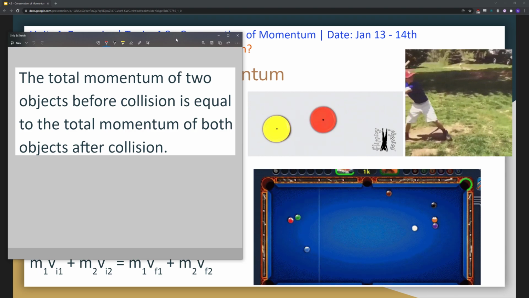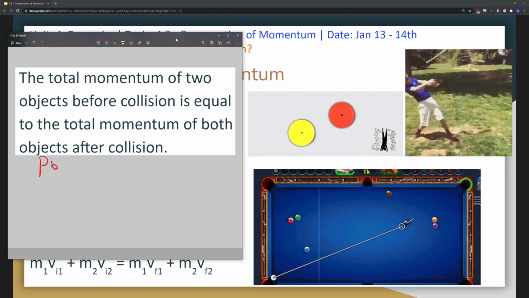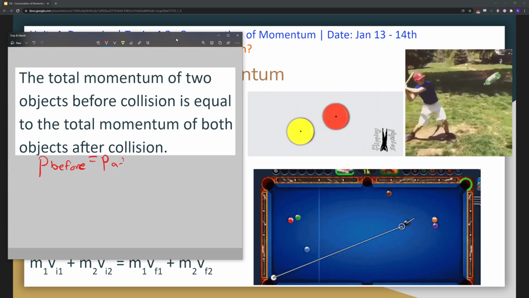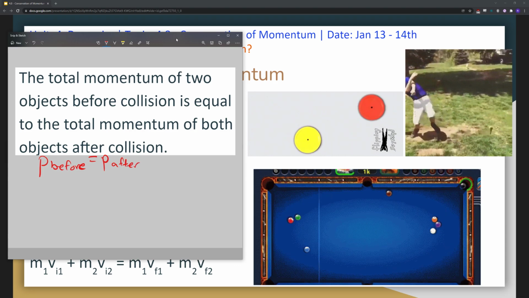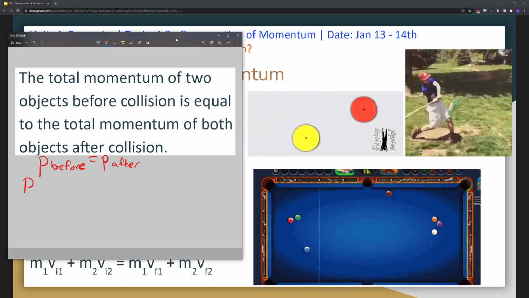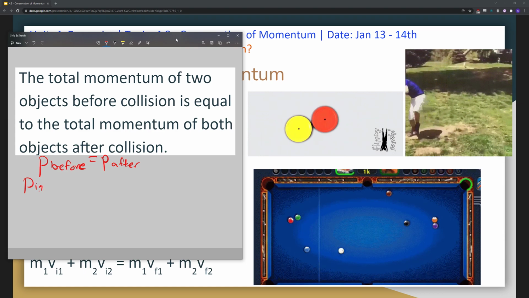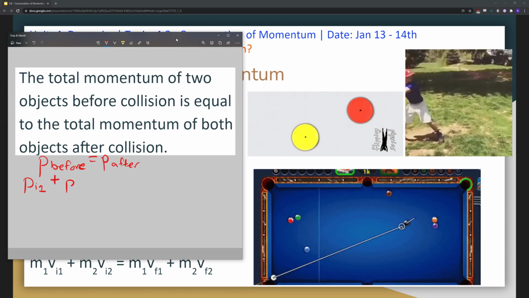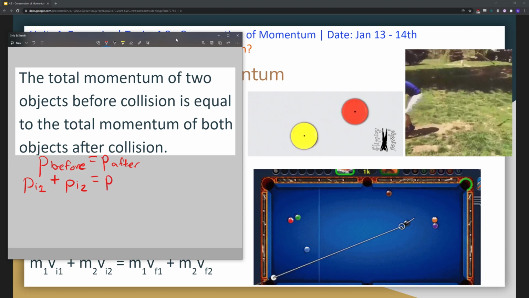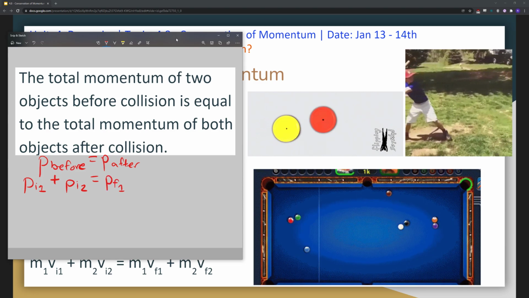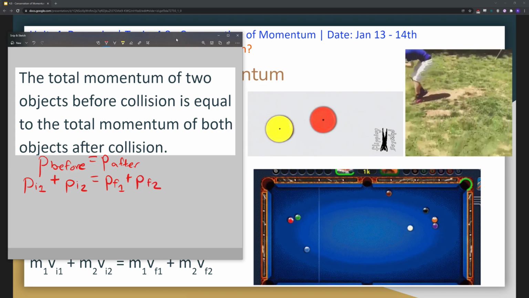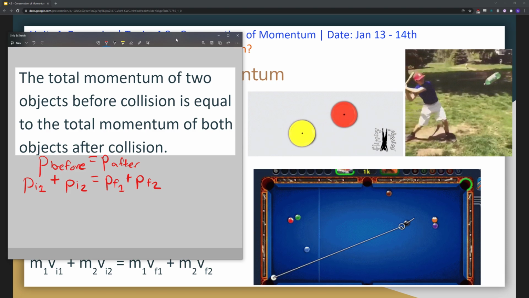So here's the thing. Your total momentum of both objects before a collision is equal to the total momentum of both objects after a collision. And so the initial momentum of your first object plus the initial momentum of your second object is equal to the final momentum of your first object plus the final momentum of your second object. And this is the conservation of momentum.